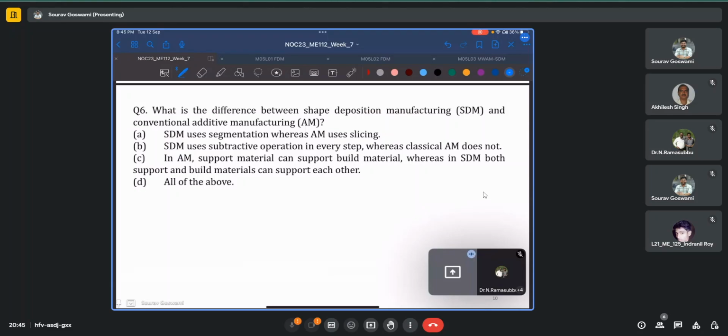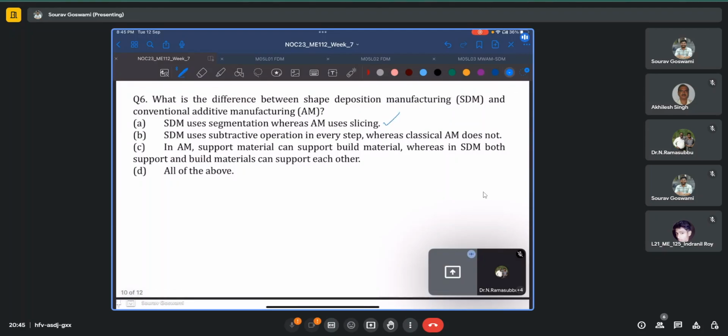So SDM uses segmentation, whereas AM uses slicing. This is true. And the primary difference is that segmentation can be thought of as some sort of adaptive slicing only, but the algorithm or the factors which are actually deciding the presence of the decomposition planes are different. So the planes are encountered wherever we encounter a feature which is changing from an overhang to a non-overhang, or a non-overhang to an overhanging type feature, or where we are encountering any undercut, or where there is a change in the material to be deposited. Yes, option A is suitable, yes.